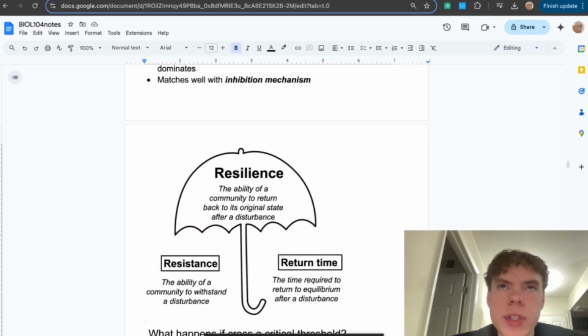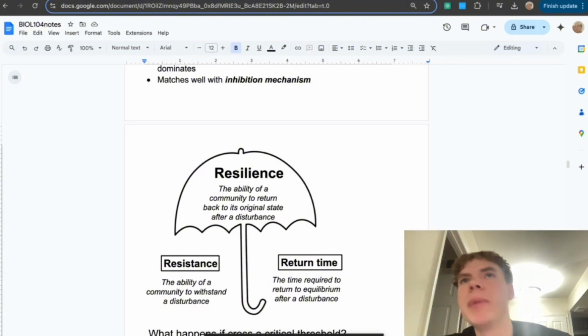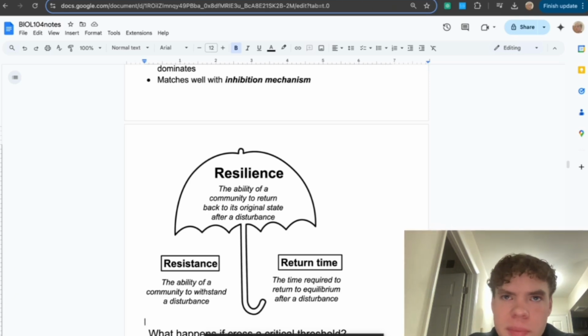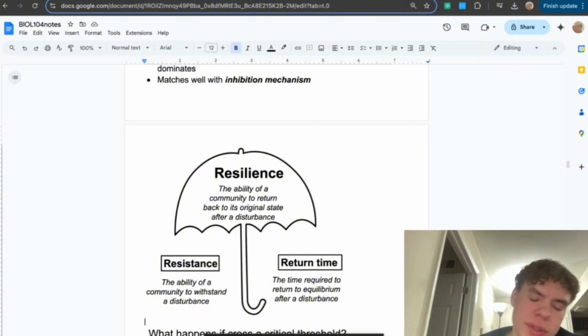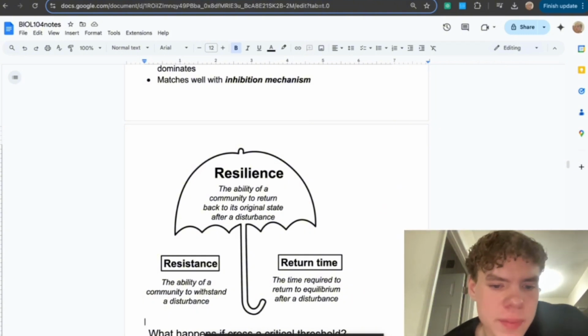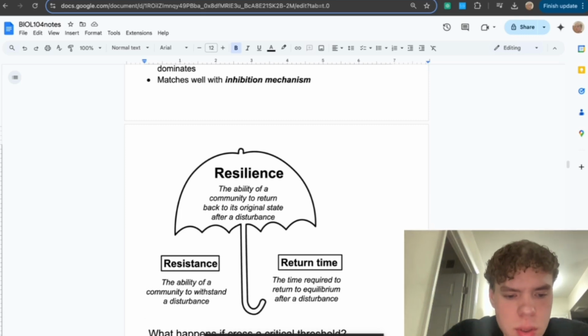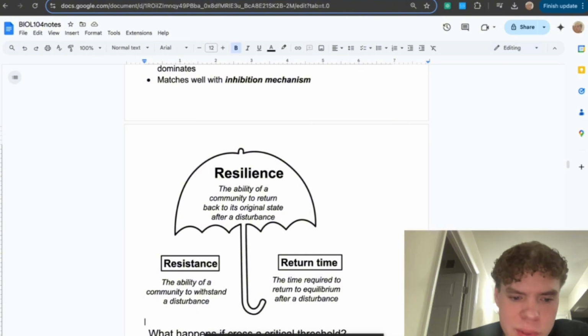So this is referring to the ability of a community to recover after, say, something bad happens to it or a disturbance occurs. Not necessarily something bad, but a disturbance. Resilience is the ability of a community to return back to normal after a disturbance. Resistance is the ability of a community to withstand a disturbance. Return time is the time required to return to equilibrium after a disturbance.